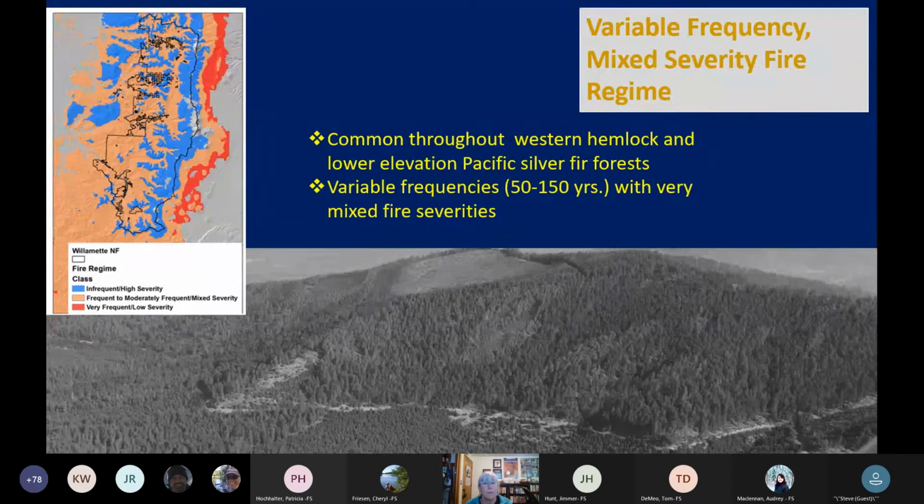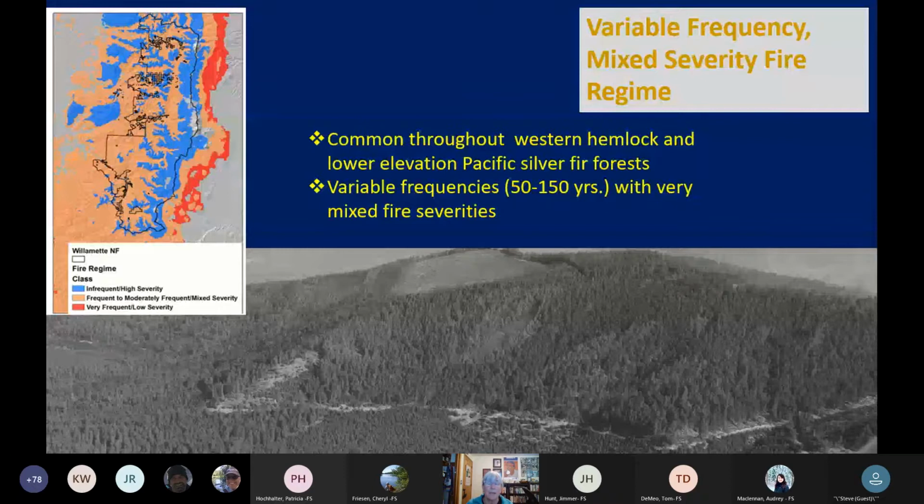The variable frequency mixed severity fire regime that's in tan here is one of our more common fire regimes. And you'll see it mostly throughout our western hemlock and lower elevation Pacific silver fir forests. It's incredibly variable, as the name suggests, in frequency, with mean fire return intervals of 50 to 150 years, with really mixed fire severities, both within individual fires as well as through time.